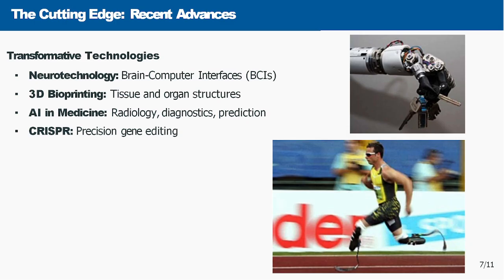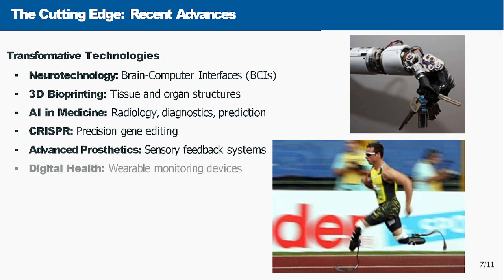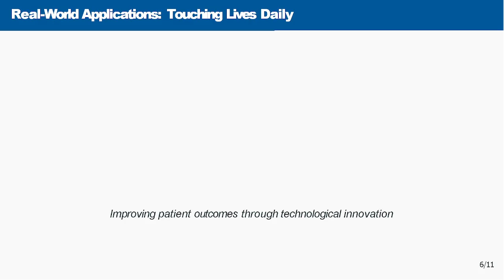Then we can have precision gene editing using CRISPR, advanced prosthetic sensory feedback systems, and digital health wearable monitoring devices. So these are some cutting edge advancements in the biomedical engineering field.